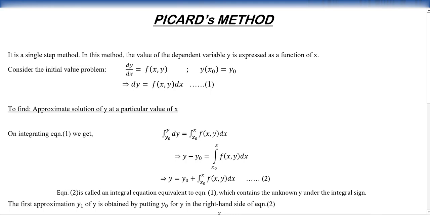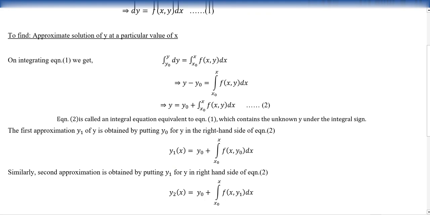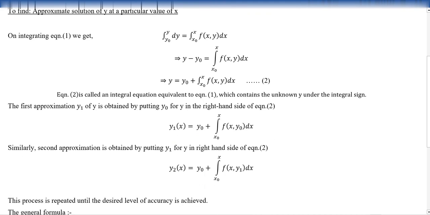dy by dx is equal to f of x, y with the initial condition y at x naught is equal to y naught. Now, when we solve this, I can write this IVP in this form, equation 1. On integrating both sides of this equation, we get equation 2, which is the integral equation equivalent to equation 1, which contains the unknown y under the integral sign. Here you can see in this integral sign, we have a function of x and y, but integration is with respect to x, so y is the unknown variable under the integral sign.